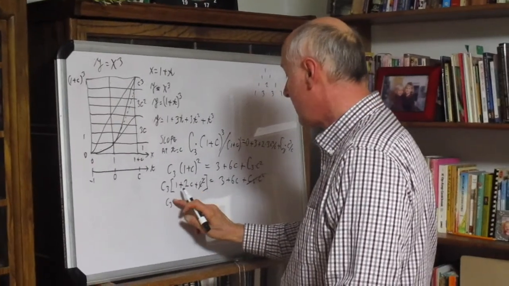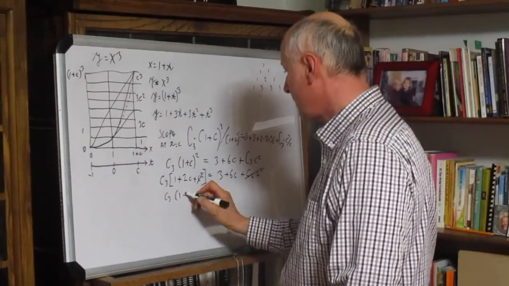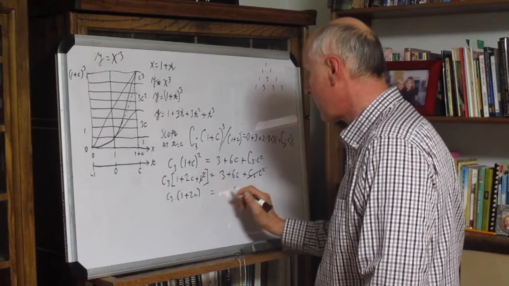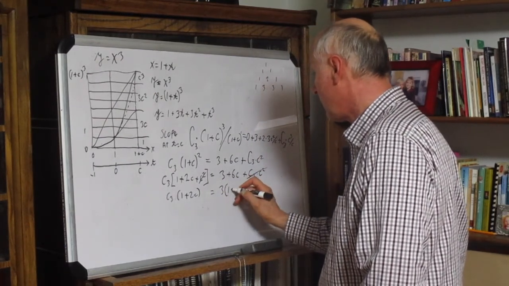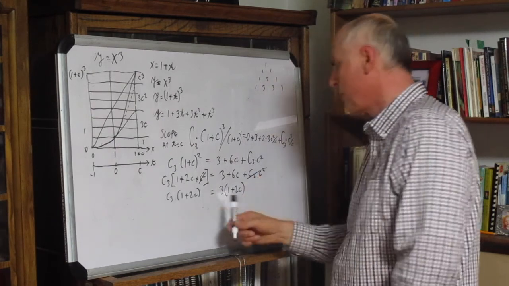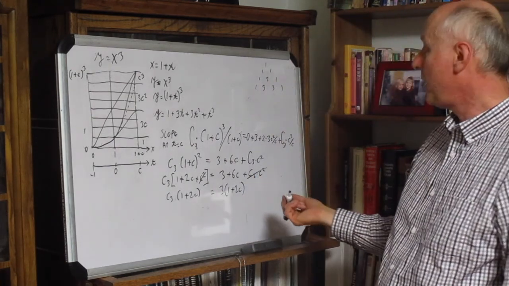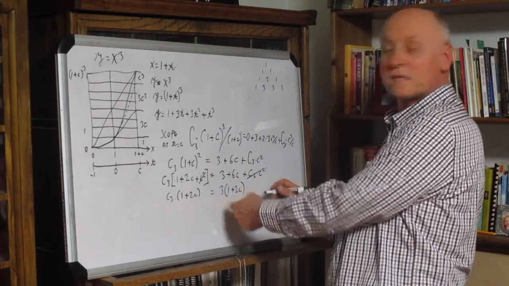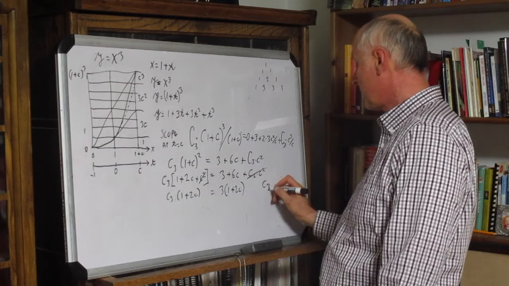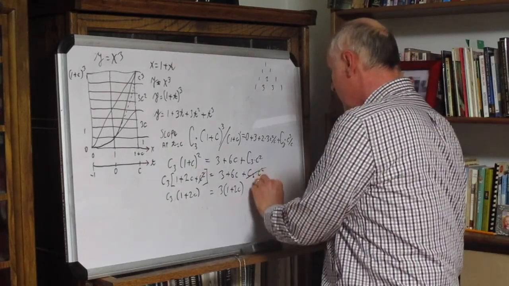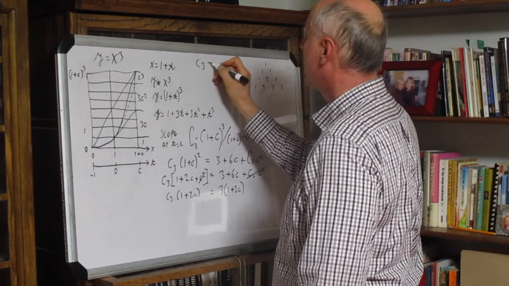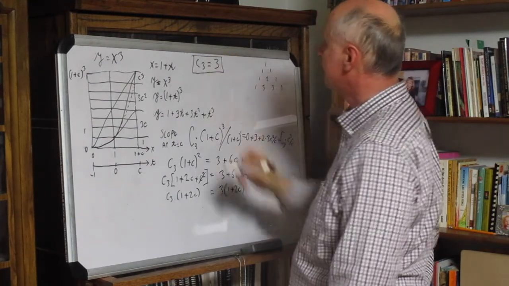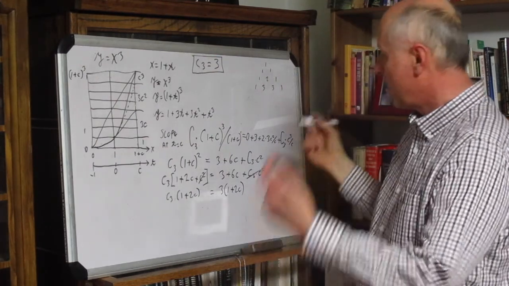And you have 1 plus 2C equals, I can factor a 3 out of it, and I get 1 plus 2C. And immediately, this cancels this. C3 is equal to C. C3 is equal to 3. That's evident.